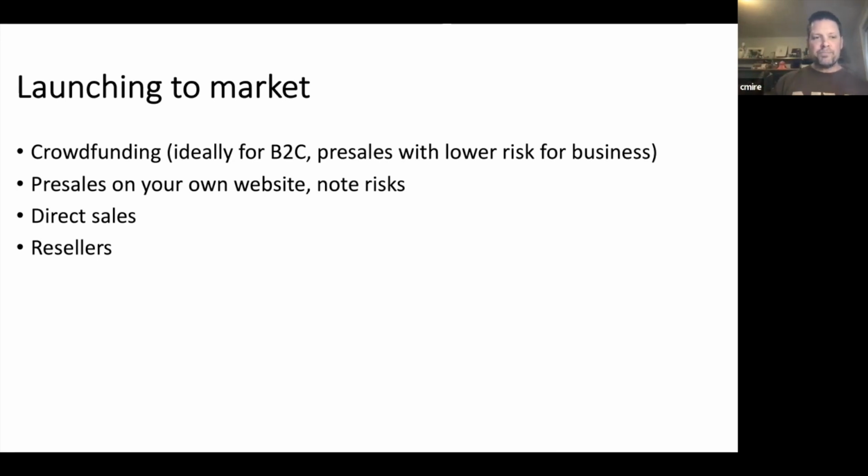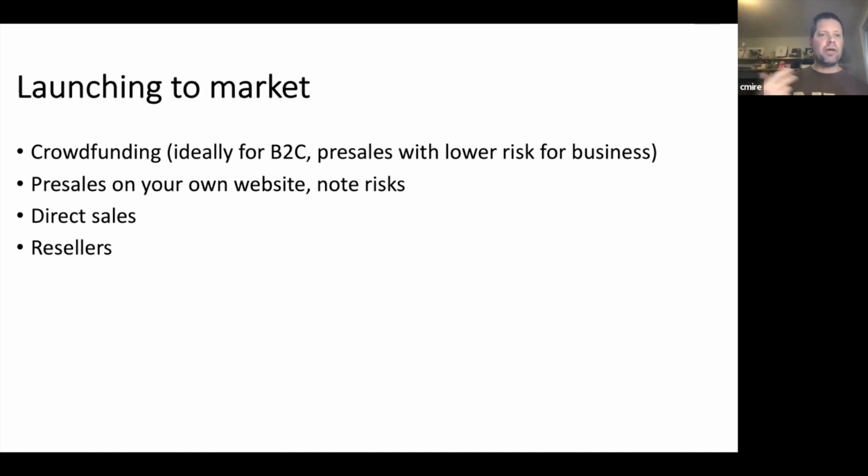Next is resellers. Depending on your type of product and your type of market, sometimes your way into the market is through a reseller channel. A good example is if you're making a car. Tesla is breaking this model because they're not going through resellers, through local dealerships.